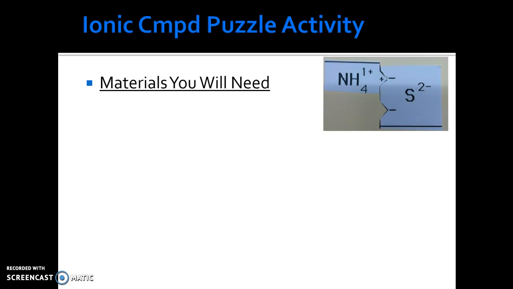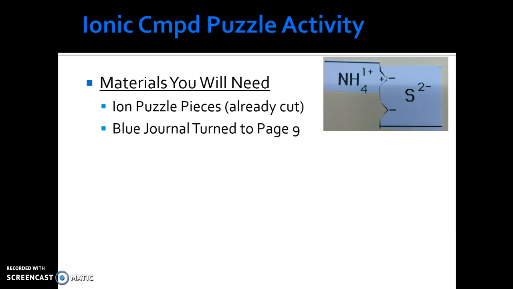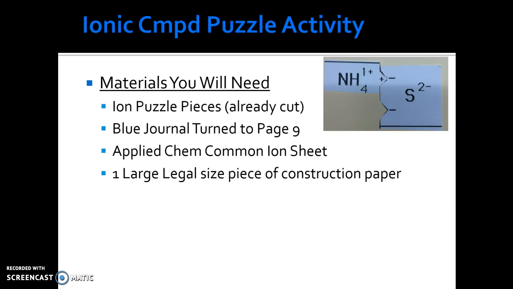So the materials that you are going to need to do this activity are your puzzle ion pieces that you've already cut out in your envelope. You're going to need your blue journal. Turn to page 9. That's the list of compounds we're going to be building. You should have received an Applied Chem Common Ion sheet, which has cations listed on one side and anions listed on the other side. You get to use that as a reference when you're doing tests and quizzes and things as well. You'll also need one large piece of construction paper, a glue stick, and some kind of a pencil or a marker.